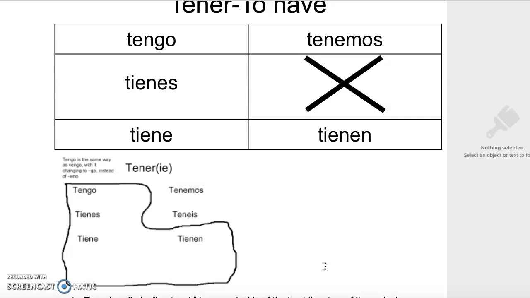Tener does not follow the verb conjugation chart. And in a sense, it actually does, though. Because look at the endings of the verb. The ending of the verb, so you know what? Scratch that. The ending of the verb does follow the chart, but why does it look different then? What about this verb looks different? It's actually not the endings.